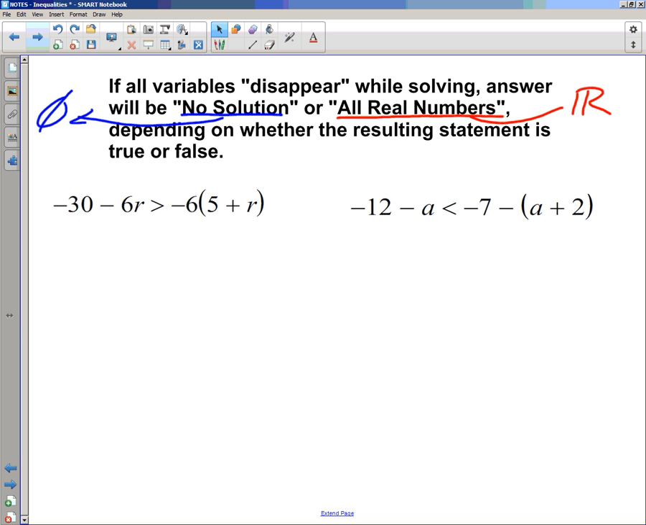Okay. So if you'd like to go ahead and solve those out, see what I mean, you're going to see that you'll be able to eliminate all of your variables. You're going to be left with just some numbers. One number is greater than another number, or one number is less than another number.